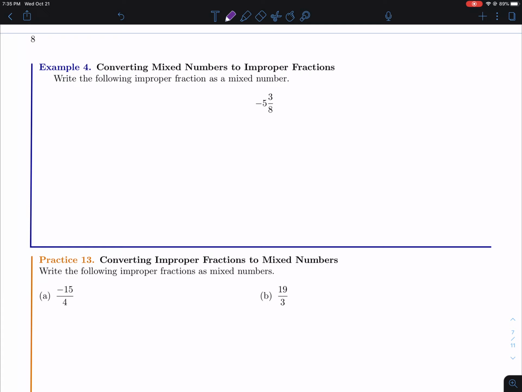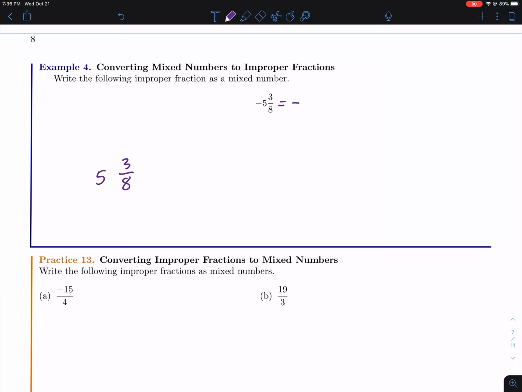And so again, same thing applies. Even though this has a negative in there, all that tells me is my answer is going to be negative. But when I go over here and do my calculations, I want to actually use the positive version of this so I don't mess anything up in the process.